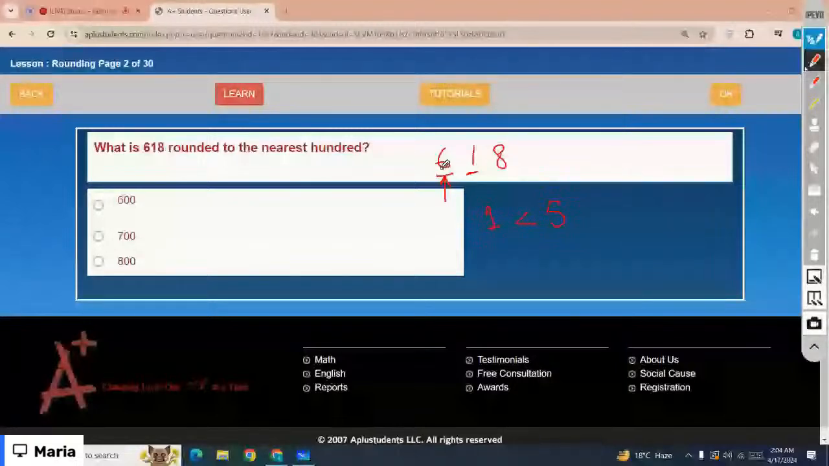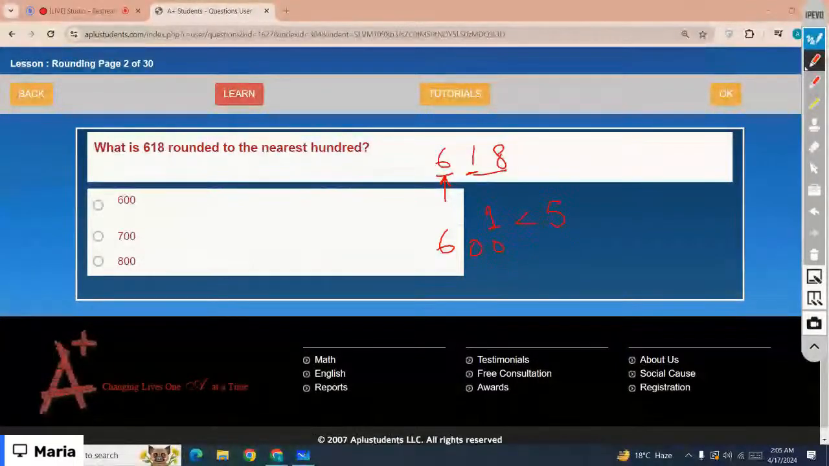Round down means round on the same hundreds digit and replace the other digits with 0. So 618 is rounded off to 600. Got it? Yes, the correct option is 600.